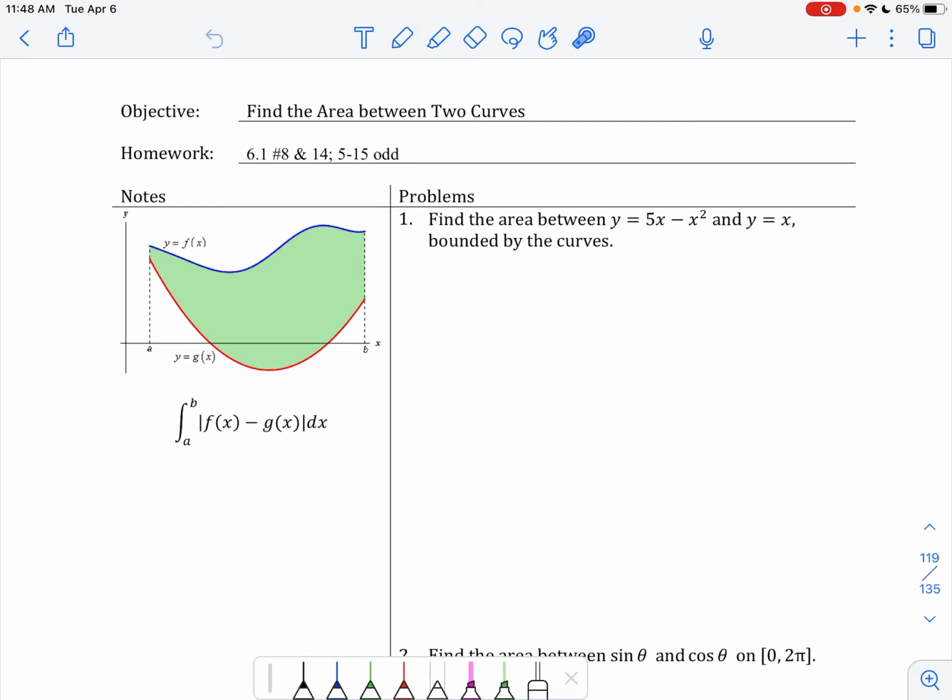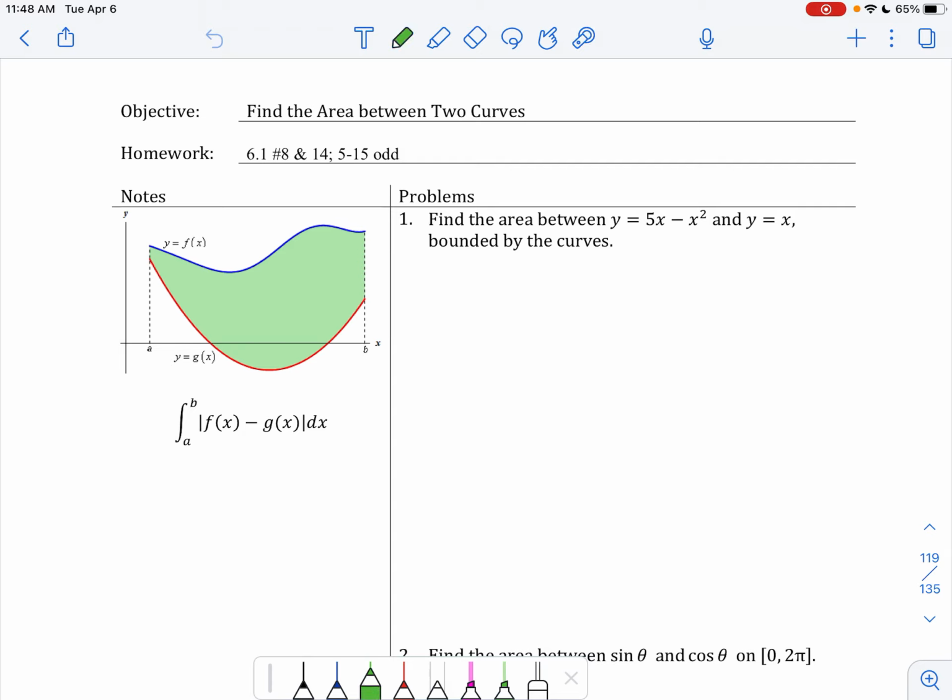So, if you look at this picture here, we can see that we have an upper curve, which is f of x, and a lower curve, g of x, and we can use an integral to find the area between these 2. Now, if you're not sure which is the upper curve and which is the lower, and you have a calculator, you can plug in absolute value here.